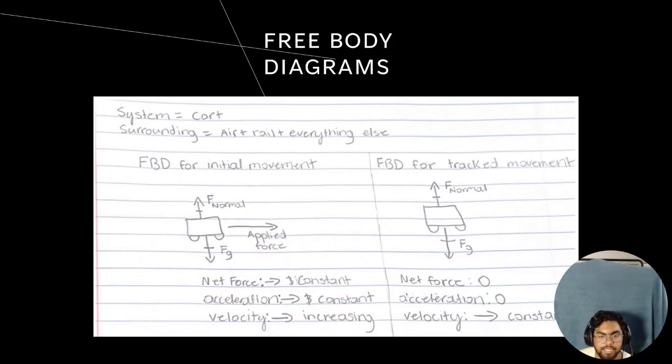Here are some free body diagrams to cover different forces that we'll talk about. So there's normal force and force of gravity, which are present in both. For the initial movement, there's also an applied force, which has acceleration, net force, and an increasing velocity. And while we were tracking it, there was no net force, which means velocity stayed constant. And in our system is the cart, the surroundings is everything else.